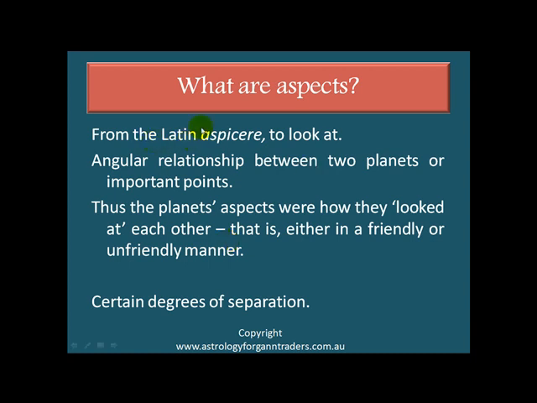Now, the word aspect comes from the Latin aspicere, which means to look at. It's the angular relationship between two planets or important points. Now, important points, I mean ascendant, midheaven. You know, they're not classified as planets, but they're important personal points. Thus, the planets' aspects were how they looked at each other, that is, either in a friendly or unfriendly manner. And you can just call it certain degrees of separation.